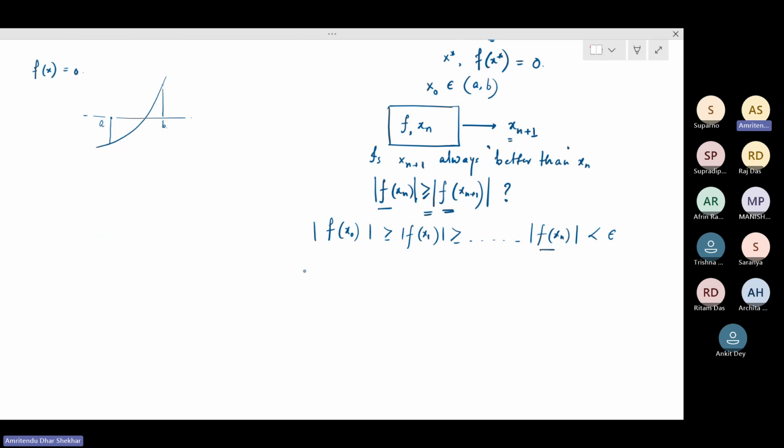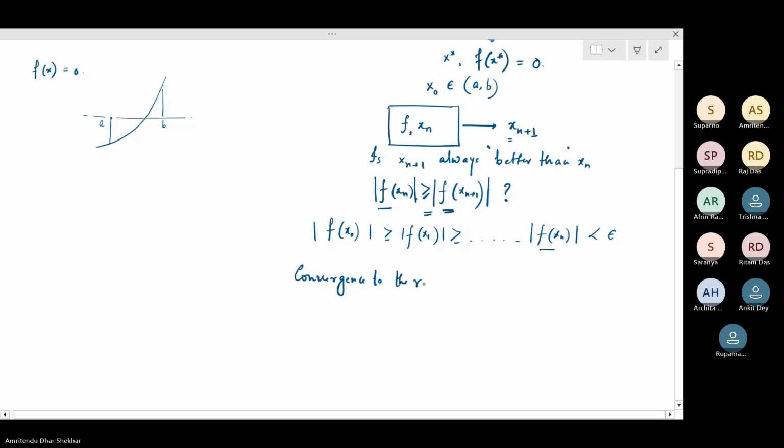Let me write it down. This is convergence to the root. I'm explaining the theory a little bit over here. Ultimately doing the calculations is actually pretty easy. They're actually straightforward once you just know the method. So what we want is that any such numerical scheme must converge to the root.